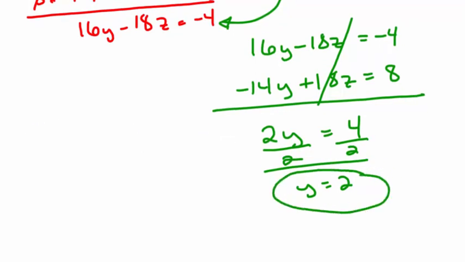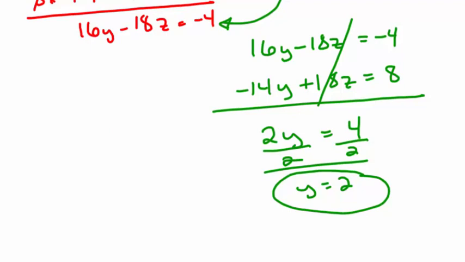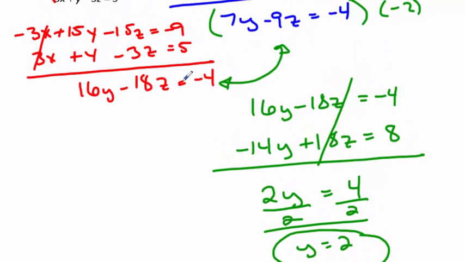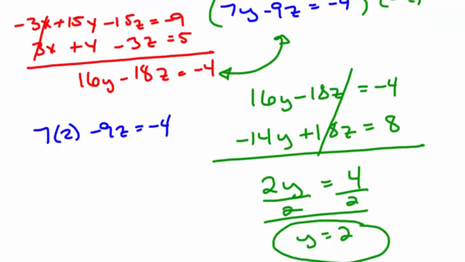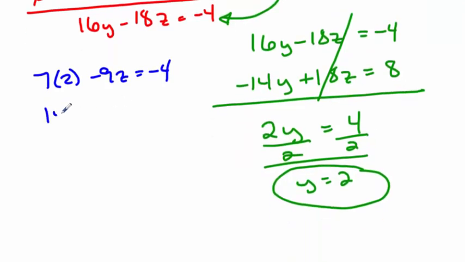Now we need to go back and find what x and z are equal to if y is 2. The first thing you're going to do is plug it into one of the two variable equations. It doesn't matter which. I'm going to go ahead and pick the one that has the smallest coefficient, so this blue one. So it was 7y, which I now know is 2, minus 9z equals negative 4. So we're going to solve for our z value. So we have 14 minus 9z equals negative 4.